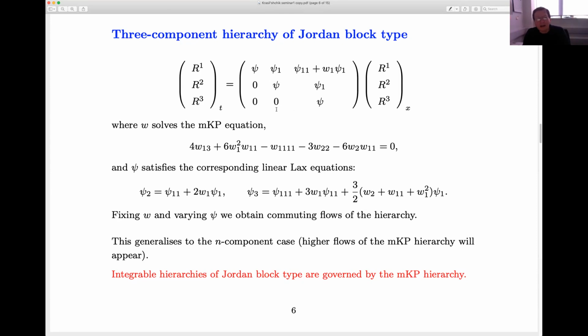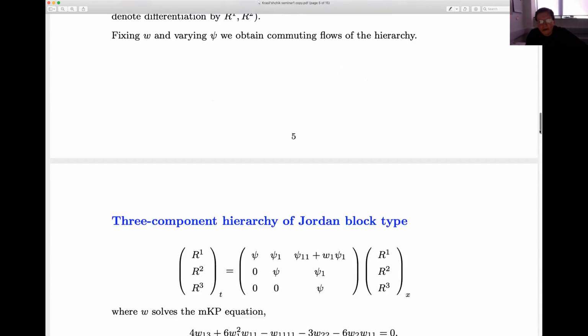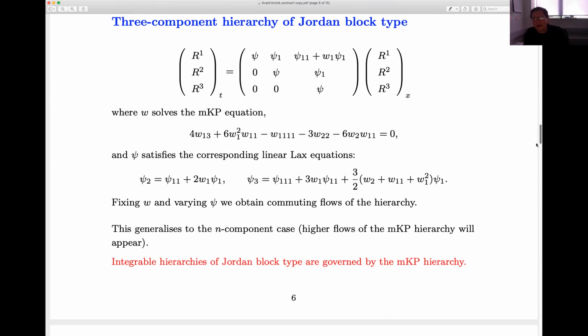So the generic commuting hierarchy of Toeplitz type, the three-component hierarchy, is represented by this formula. If you look at the upper left corner of this matrix, then you recognize the system that we had before, this one. And this continues. It turns out that in a similar way, I can write four-component systems of Toeplitz type.